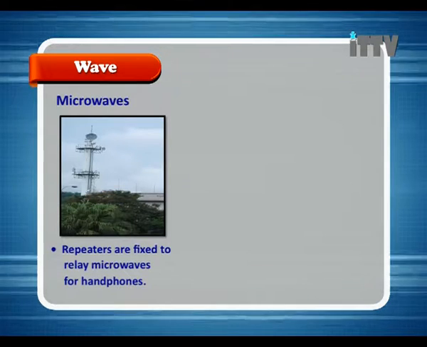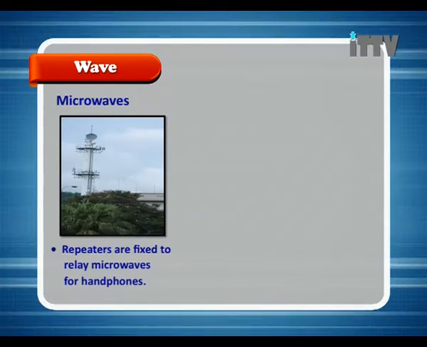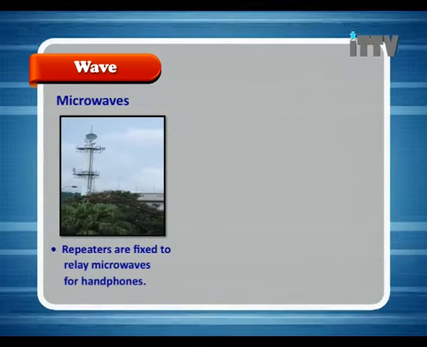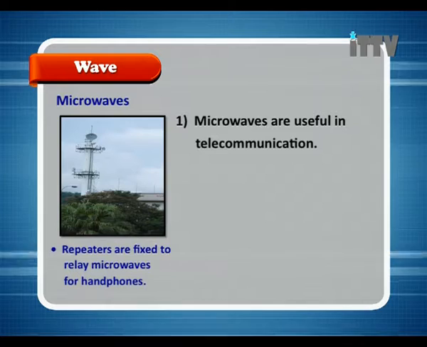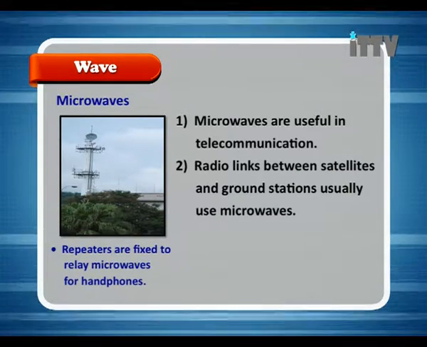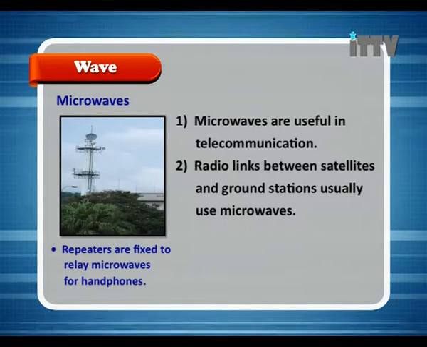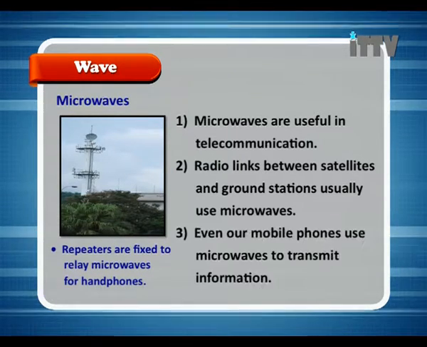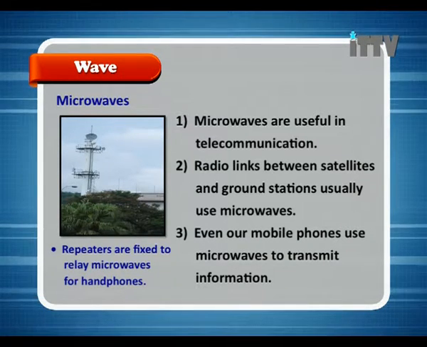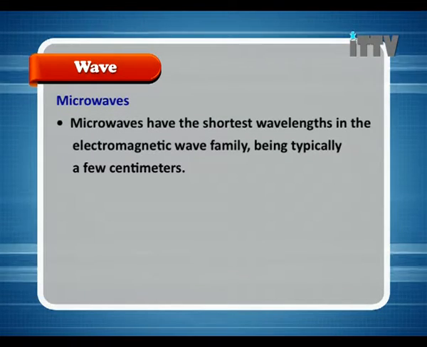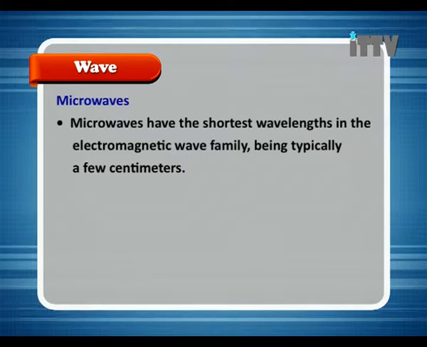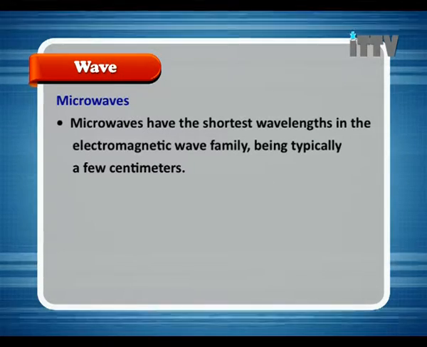Microwaves. Repeaters are fixed to relay microwaves for handphones. Microwaves are useful in telecommunication. Radio links between satellites and ground stations usually use microwaves. Even our mobile phones use microwaves to transmit information. Microwaves have the shortest wavelength in the electromagnetic wave family, being typically a few centimeters.